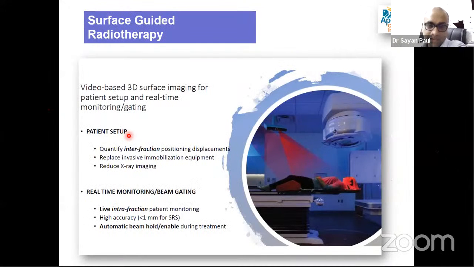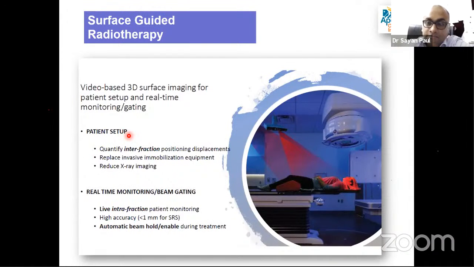The last one is surface guided radiotherapy. This is the newest thing in image guidance. Here, there is a camera which takes the surface contour. It monitors the surface of the patient. The surface should be visualized by the system, and it can detect the movement. It's simple. The camera can see the patient's surface, and it can detect whether the surface is moving or not. It has the isocenter coordinates of the machine, and it can tell, yes, the patient is moving or the target is moving, the isocenter is moving, and you can adjust accordingly.